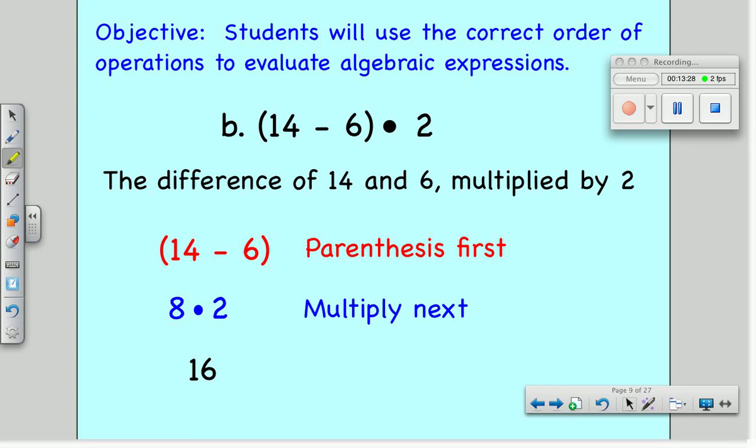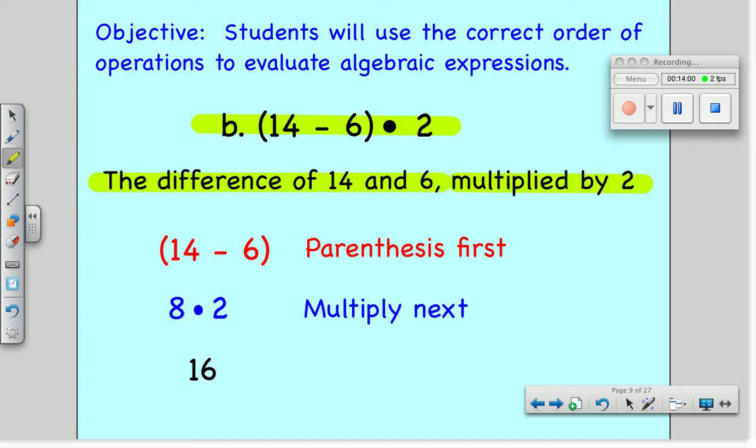So I want you to write again the 14 minus 6 times 2 here, and then write the next phrase as well, but now you're going to say the difference of 14 and 6 first before you say the product, right? So we're going to say the difference of 14 and 6, because that's going to be done first, and then that's going to be multiplied by 2.